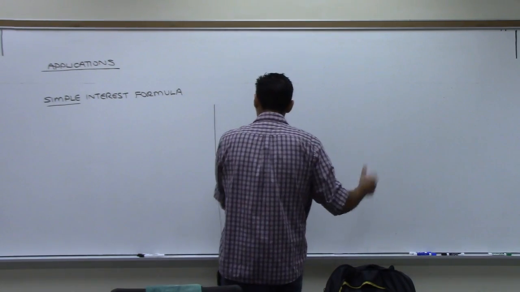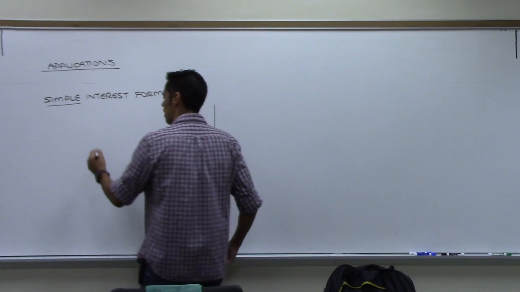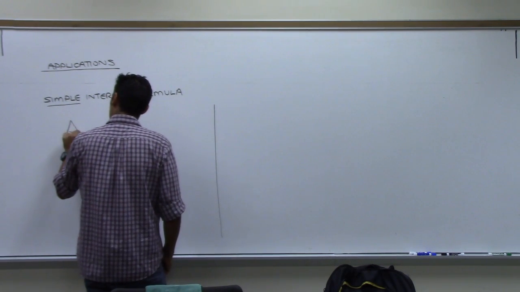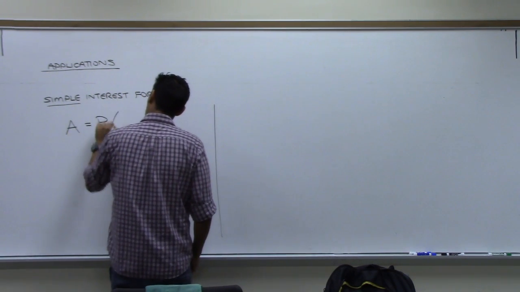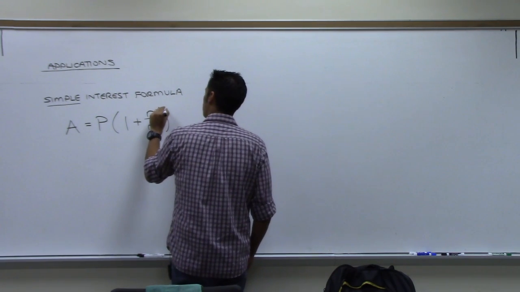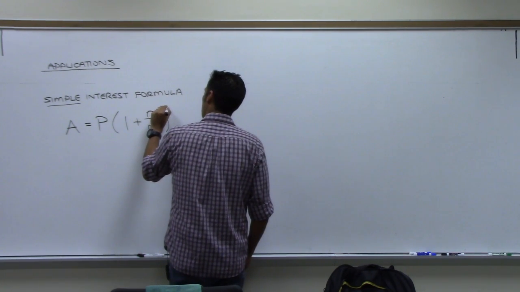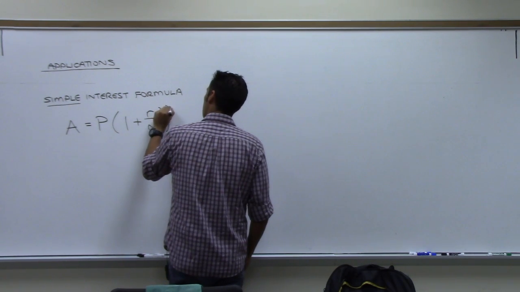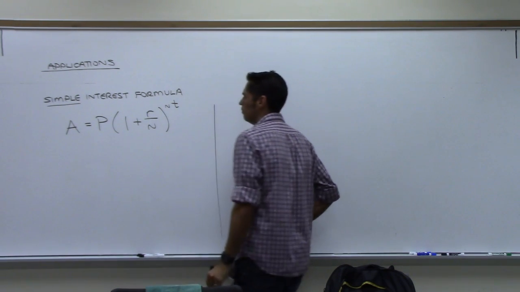Formula A, Formula B. The first formula looks like this. A equals P times (1 plus r over n) raised to the nt.